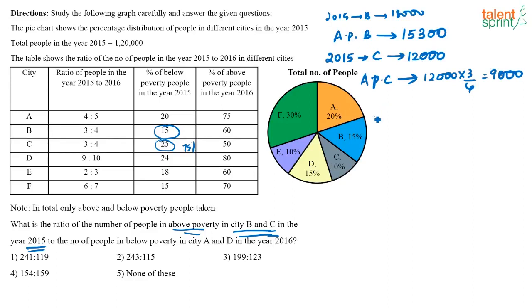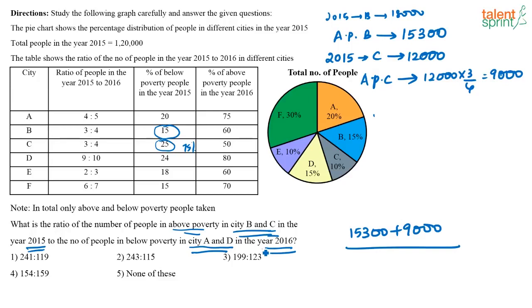What is the sum of these three? These two? It is nothing but 15,300 plus 9,000. Okay. Now let us come to the remaining part of the question. You have to find out the number of people below poverty line in city A and D in the year 2016. See, this part is a little more calculative.